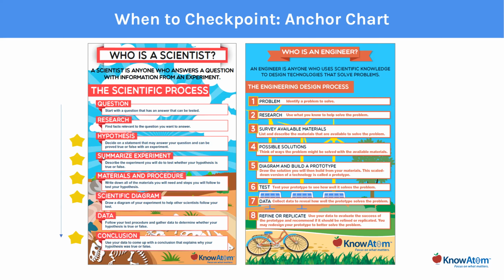So the reason that you have checkpoints at question, research, hypothesis, after those 3 steps, you have one, is that kids can get through that pretty quickly. But summary of experiments is pretty heavy. So you don't want to give them summary of experiment, materials, and procedure, and then checkpoint, because they'll have done a lot of work and invested a lot of time. And the materials and procedure may be based on a summary of experiment that doesn't make any sense or isn't clear enough. So that's why these checkpoints are important to have where we have put them.